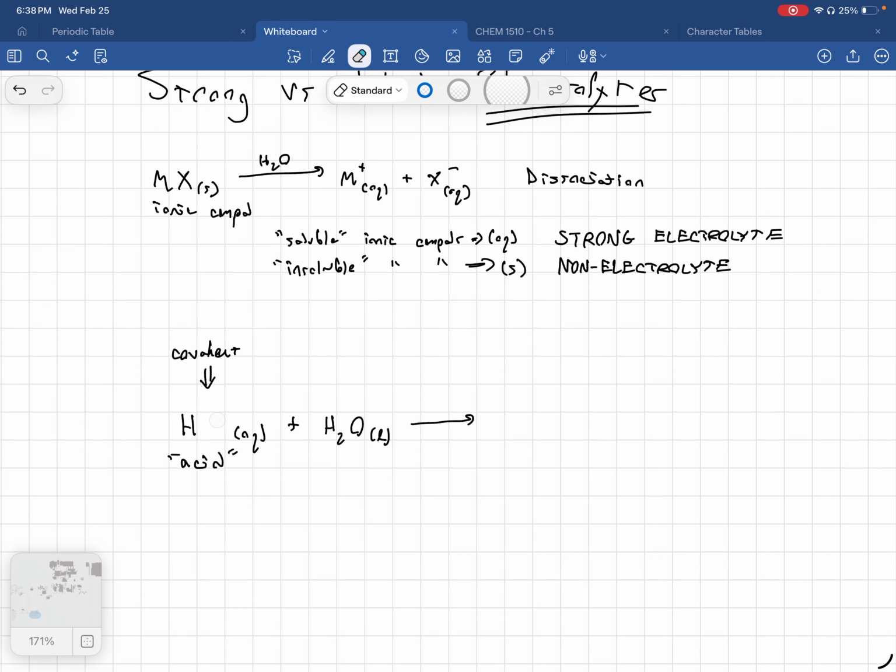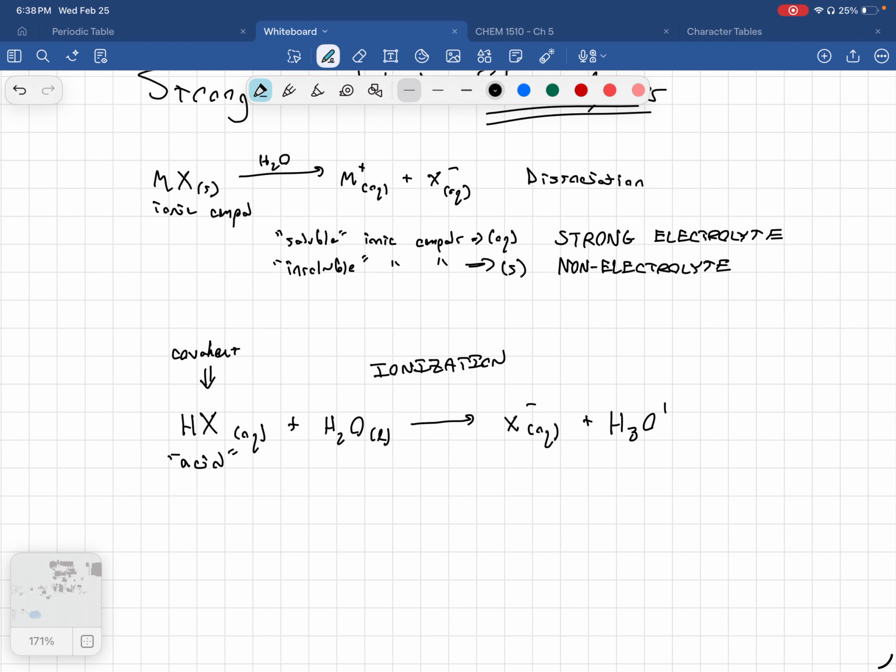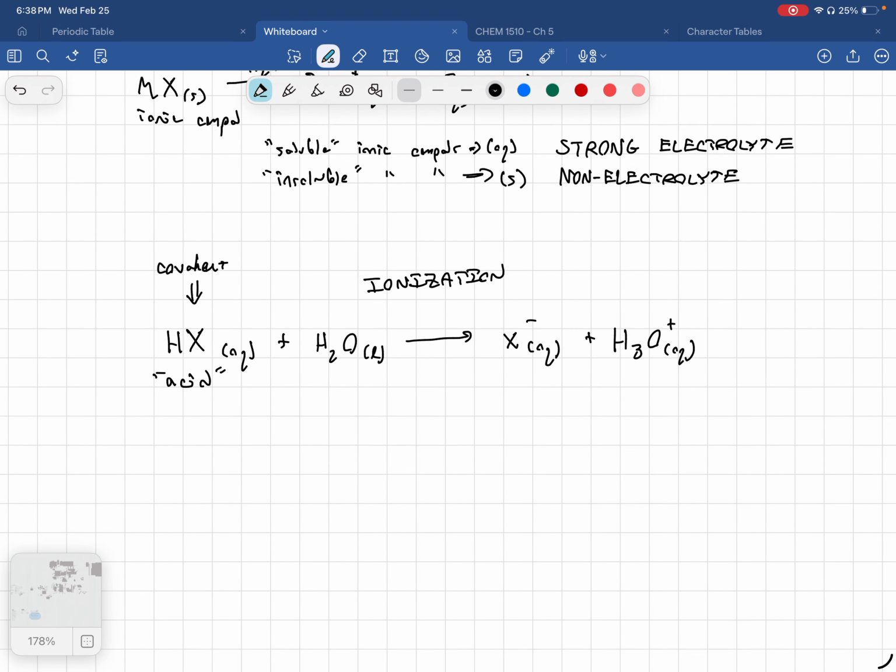We'll use HX right now. It can undergo something called ionization by interacting with the water to form X minus ions and H3O plus ions. Note, this meets the definition of an Arrhenius acid because when placed in water, it produces hydronium ions.